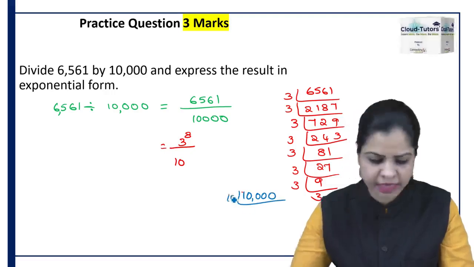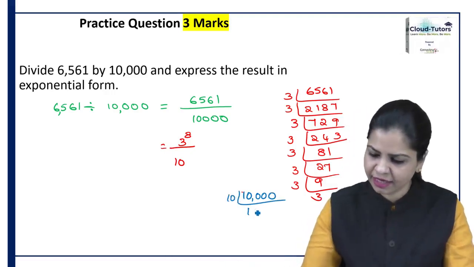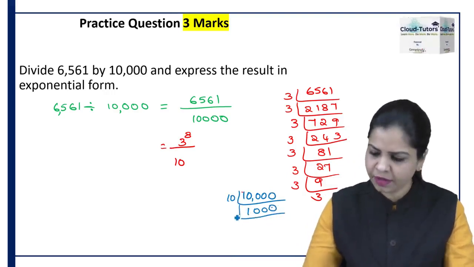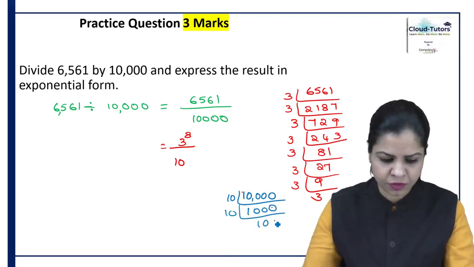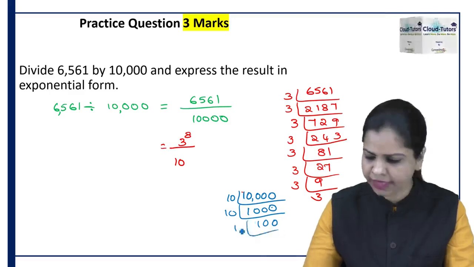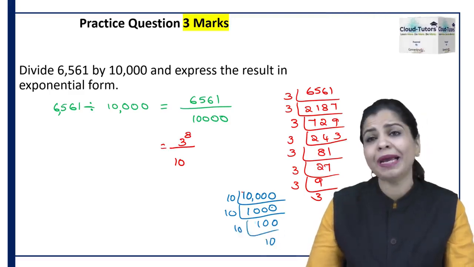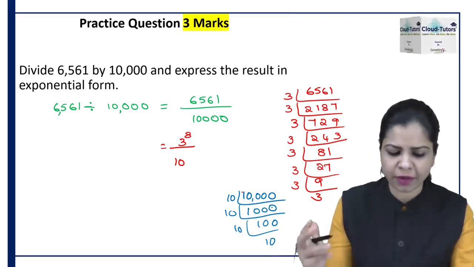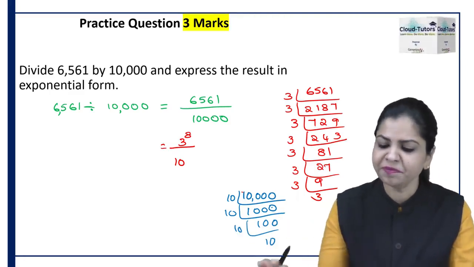So 10,000 again. Let's do it with 10. It would be 1, 2, 3. So again 10, 1, 2, 3, 1, 2, 10. Now you would be wondering, ma'am, 10 is not a prime number.